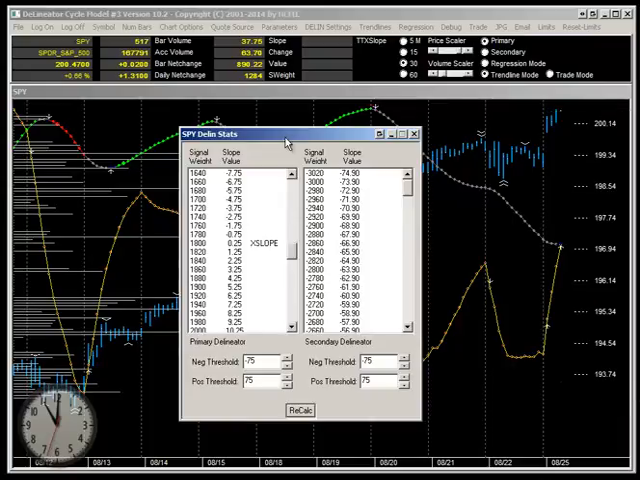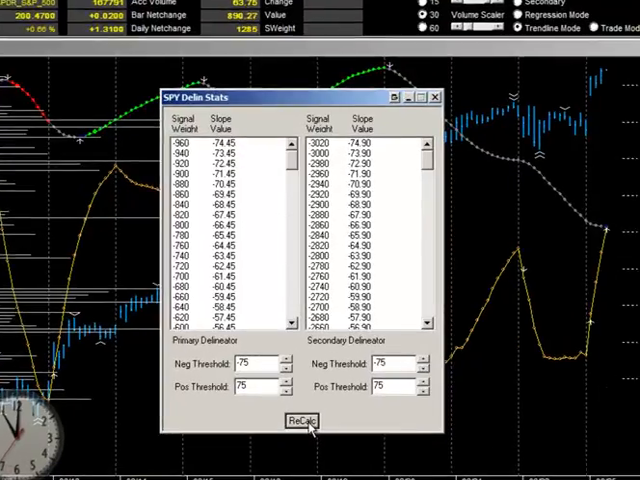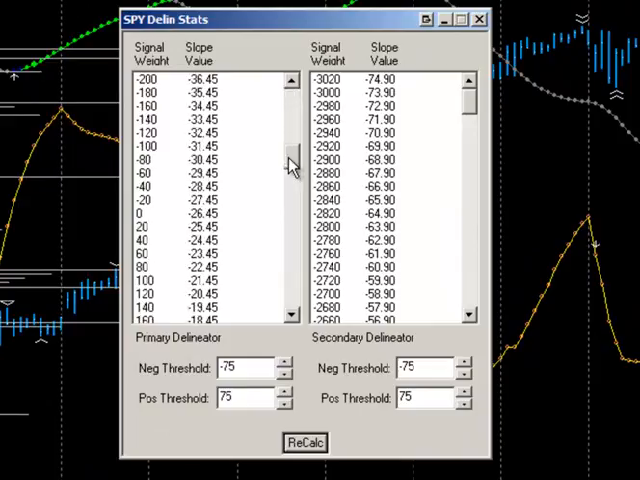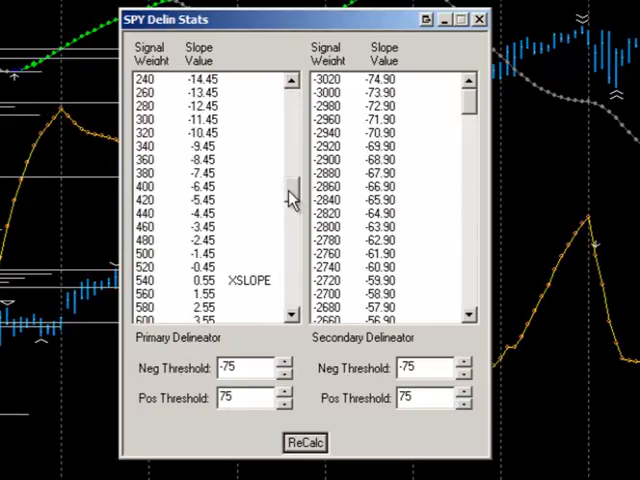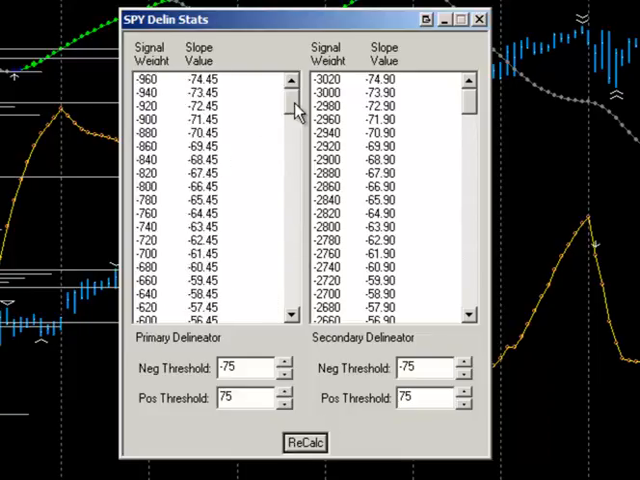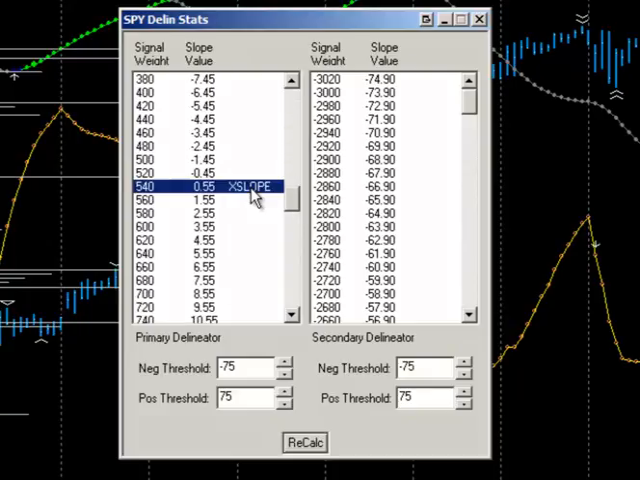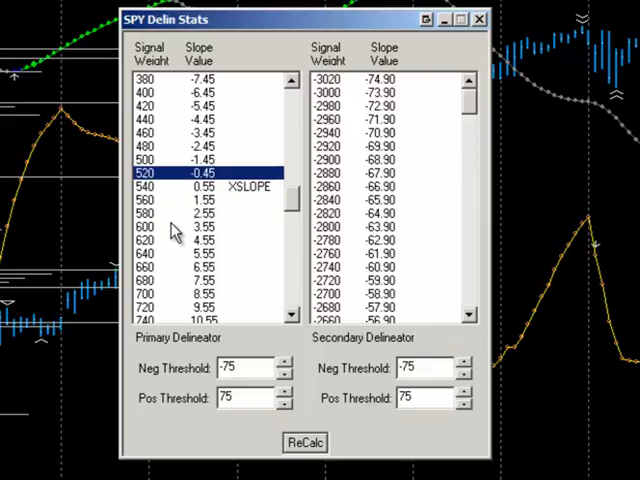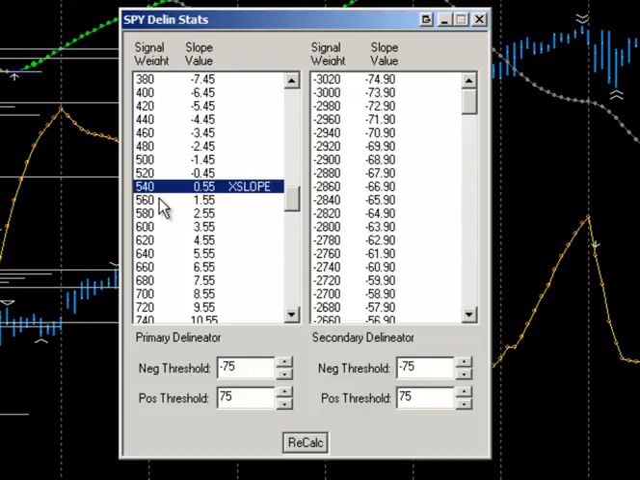If we bring in our stats calculator, and remember to always hit recalc, we will see at what level of signal weight we will need at the close of the bar to confirm the slope change up. So again, we click recalc. We take our slider on the primary, move it down till we see X slope. And we see that if signal weight dropped to plus 520 from plus 1281, the slope would be minus 0.45. So we know that if signal weight remains above plus 540 at the conclusion of the bar, we'll get a slope change up confirmation.